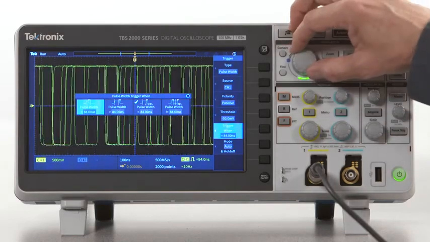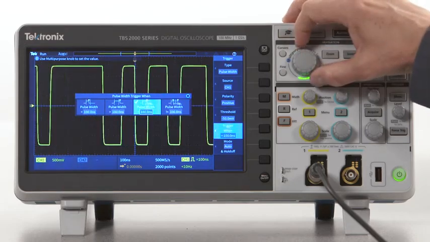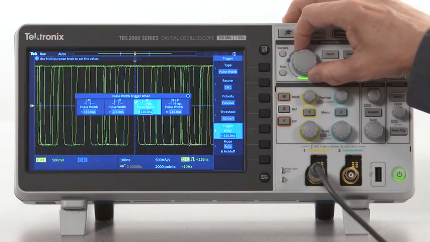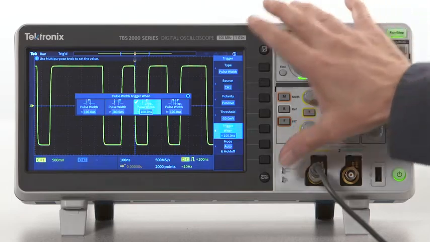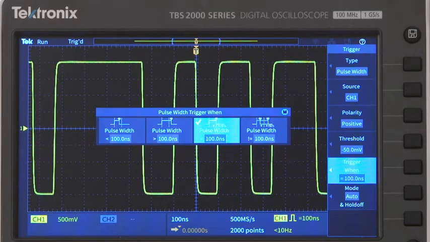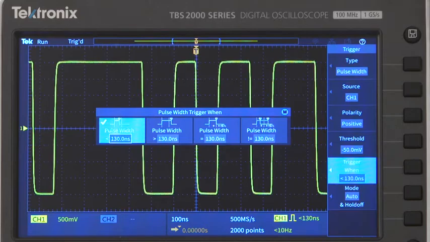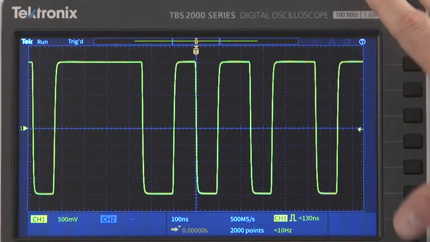Now let's look for a positive pulse that equals 100 nanoseconds long. Got it. Now let's look for a pulse that's less than 130 nanoseconds. There it is. It's the same pulse.